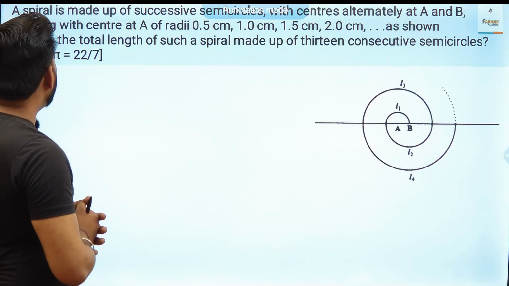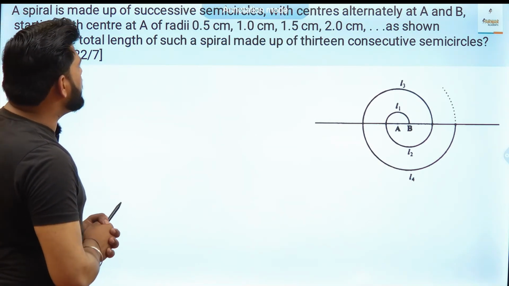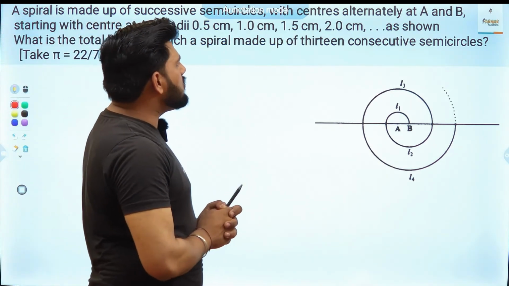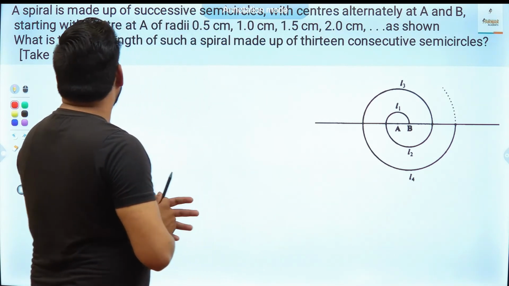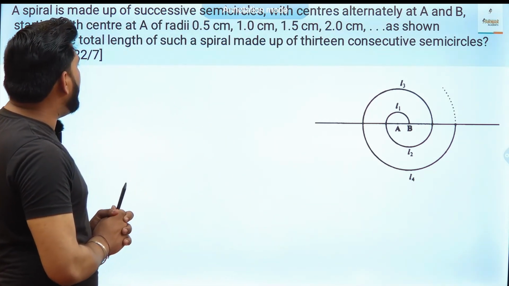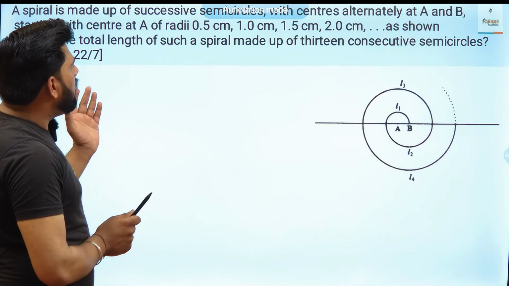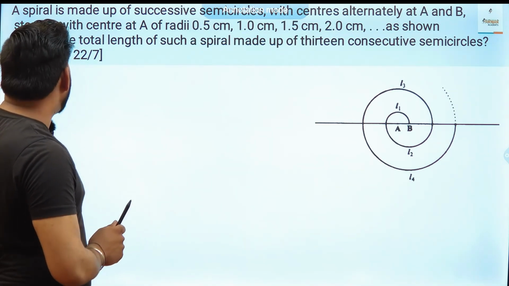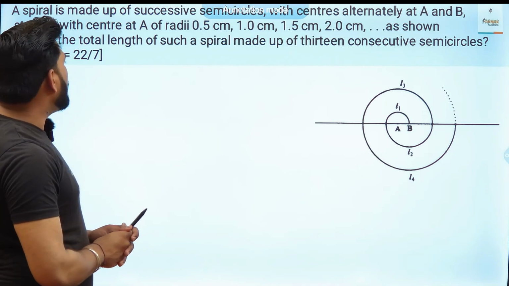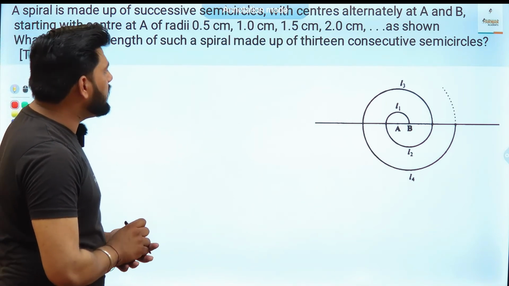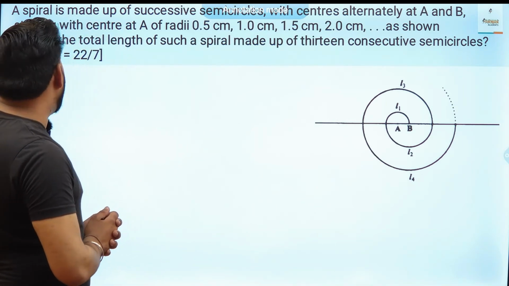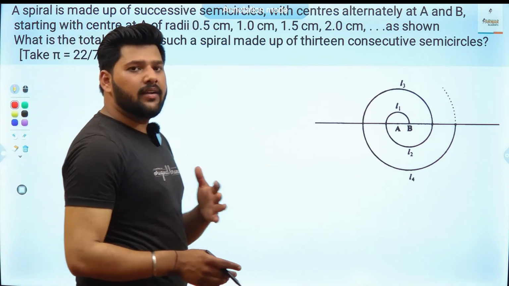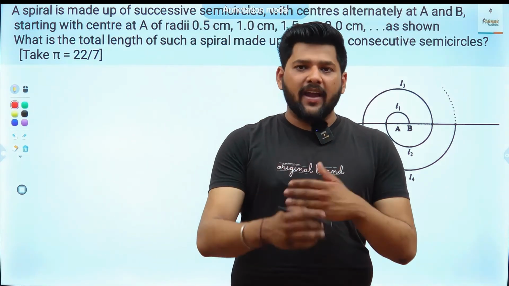a spiral is made up of successive semicircles with centers alternately at A and B, with the starting center at A, of radius 0.5, 1.0, 1.5, 2.0 centimeters, as shown in the figure. What is the total length of such a spiral made of 13 consecutive semicircles? Now, very interesting question. A spiral is formed.